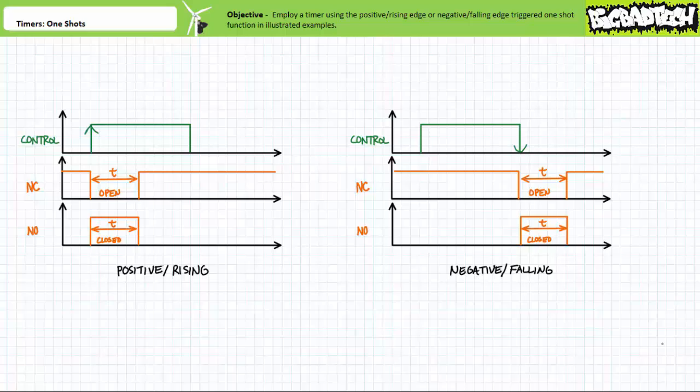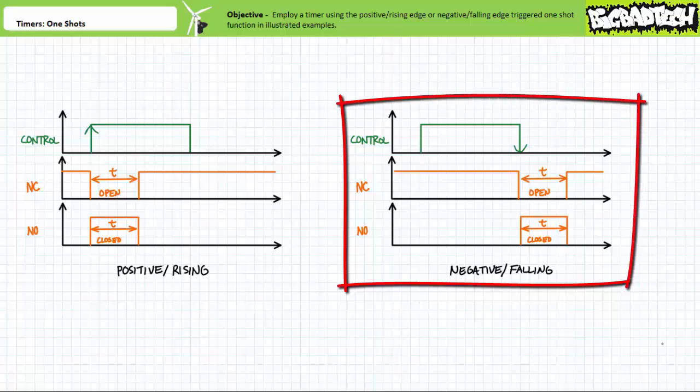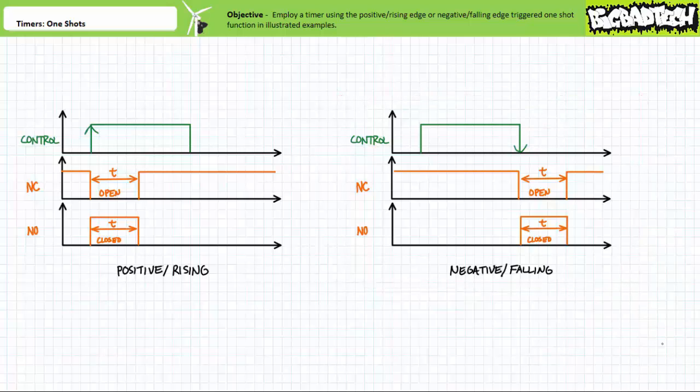As the name implies, a positive edge triggered one-shot is triggered only by a positive edge. Alternatively, a negative or falling edge triggered one-shot is one where the one-shot function is only enabled once for a period t on a falling or negative going transition of the controlling input. While these timing diagrams illustrate the one-shot function in its simplest form, the truth of the matter is that not all one-shot timers are this simple.